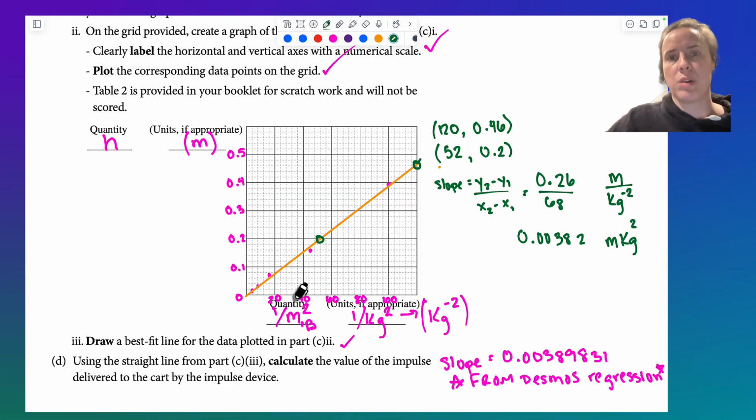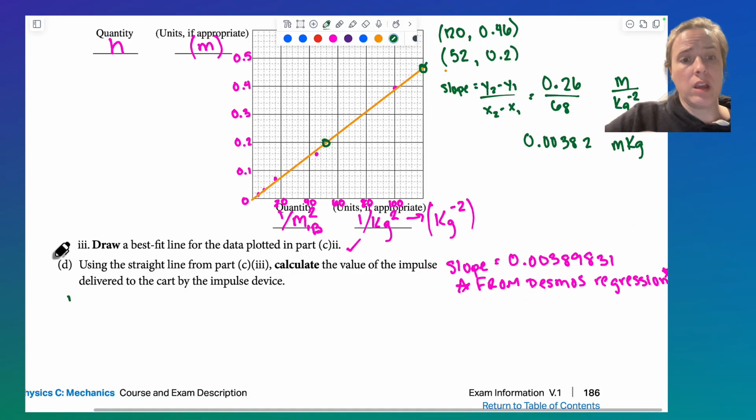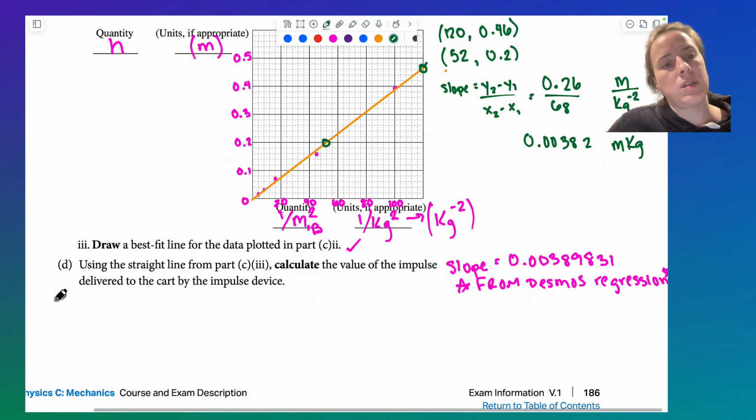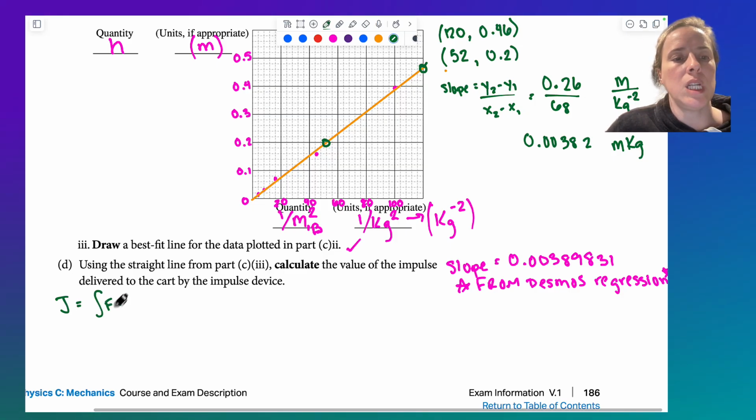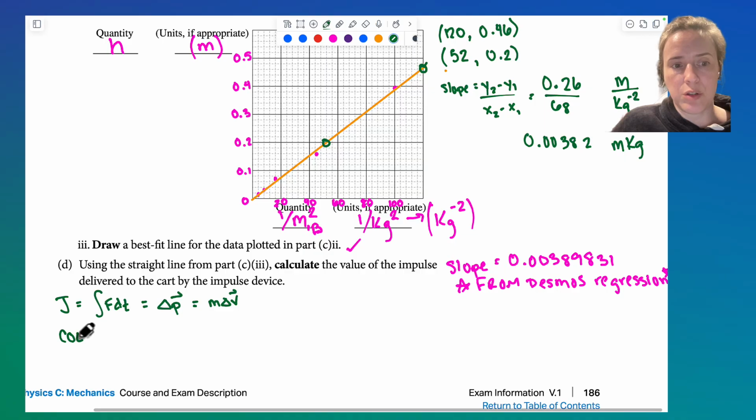All right, this is where the physics part comes in. So you need to remember that impulse, which is J. Impulse is the integral of F dt. Impulse is also the change in momentum. So momentum is m change in v. So really I care about what's the change in my speeds, what's the change in my velocities, right? So this comes into a conservation of energy problem as well.